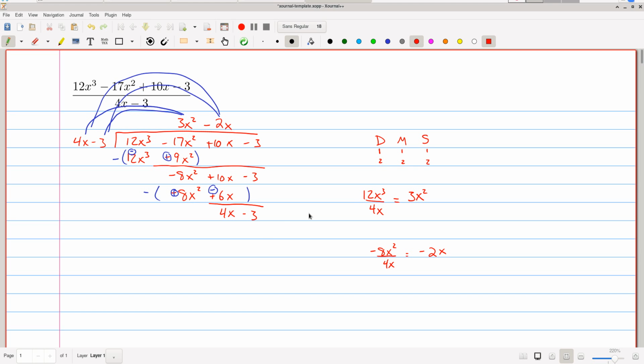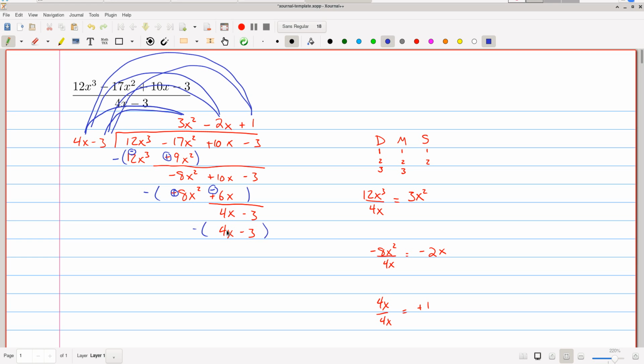When we go to divide again, we take the leading term divided by the leading term. So we've got 4x divided by 4x, which is positive 1. So positive 1 is the division step. Next up, we multiply. That means we take this positive 1 and we will distribute it to both terms. So 1 times 4x is 4x. 1 times negative 3 is negative 3. That's the multiplication step. Next up, we subtract.